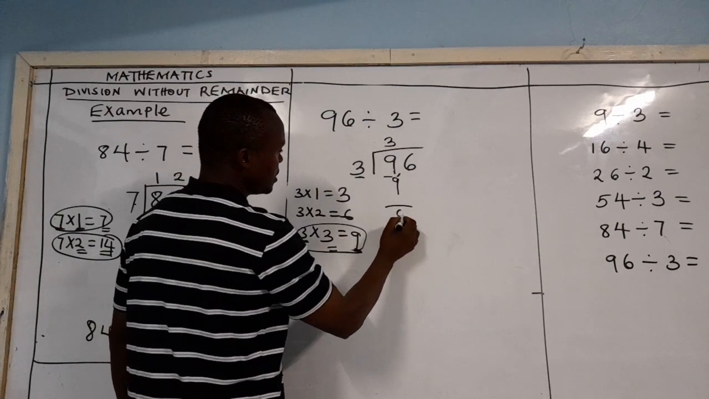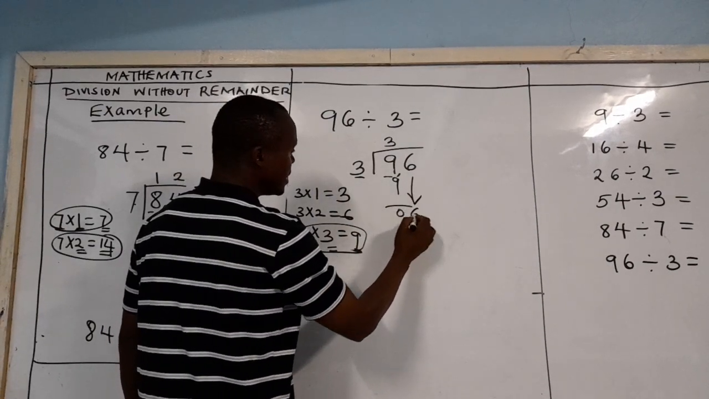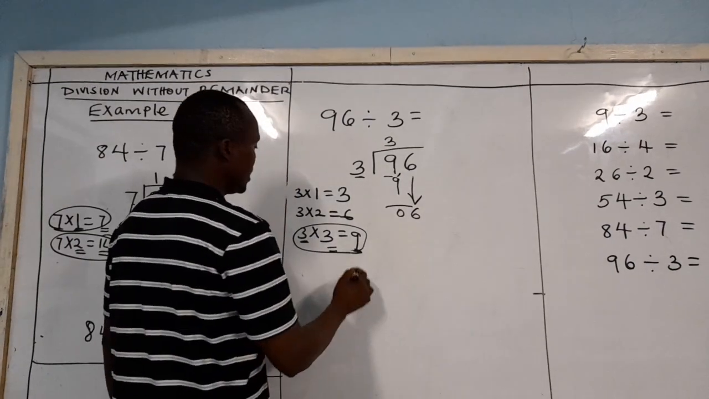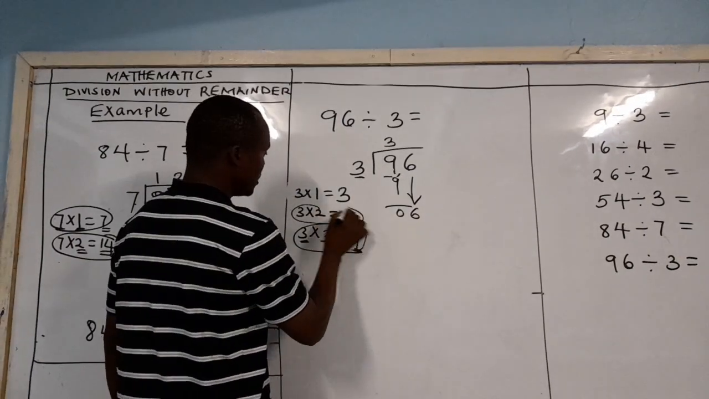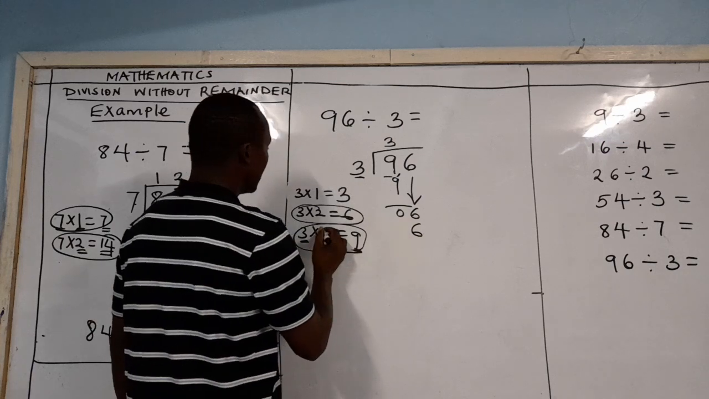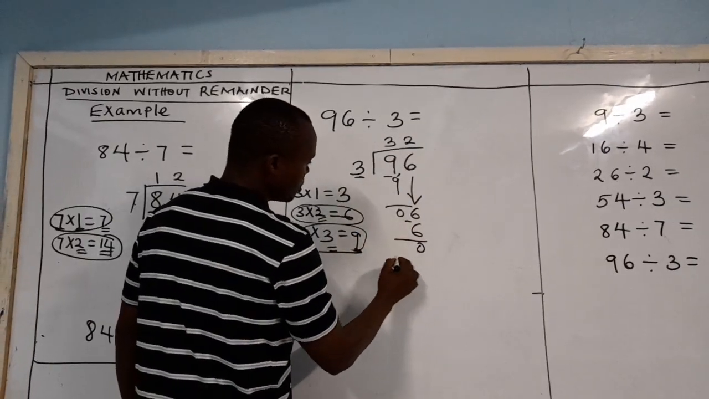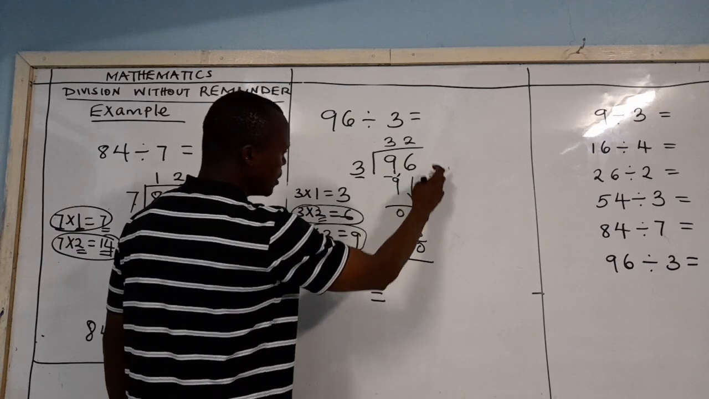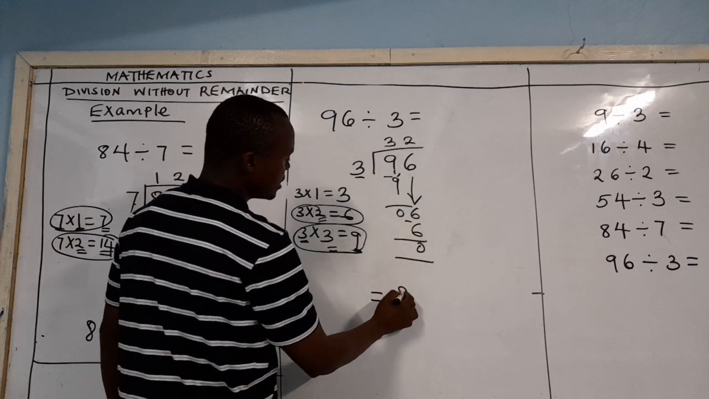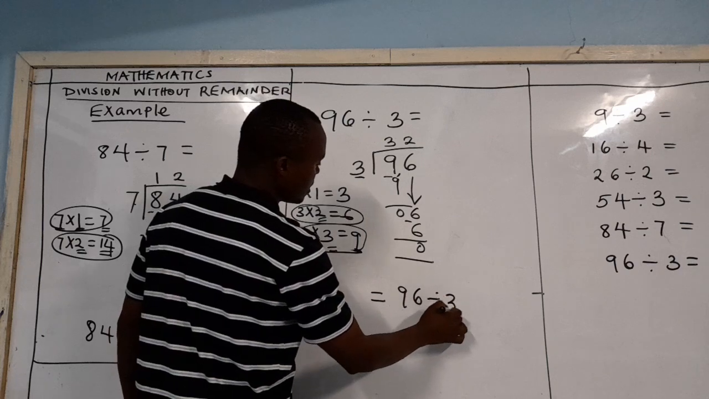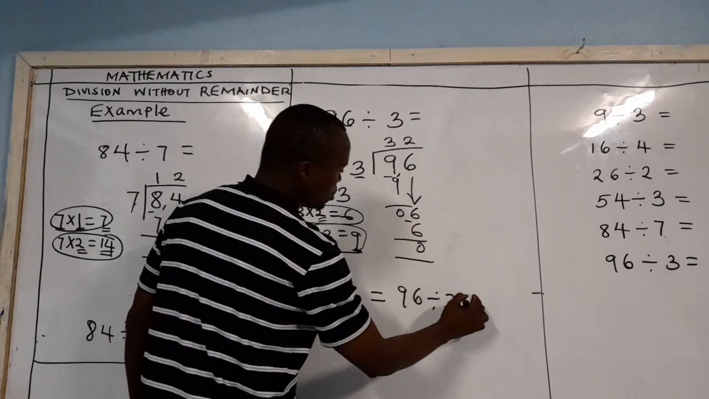Take away, here we get 0. Drop the 6. The new number formed there is 6. So the 6, lucky enough, it is here. So this is 6. The 2 is what you write here. Take away this, you get 0. Then no number to drop down. So our answer will be 96 divided by 3 is equal to 32.